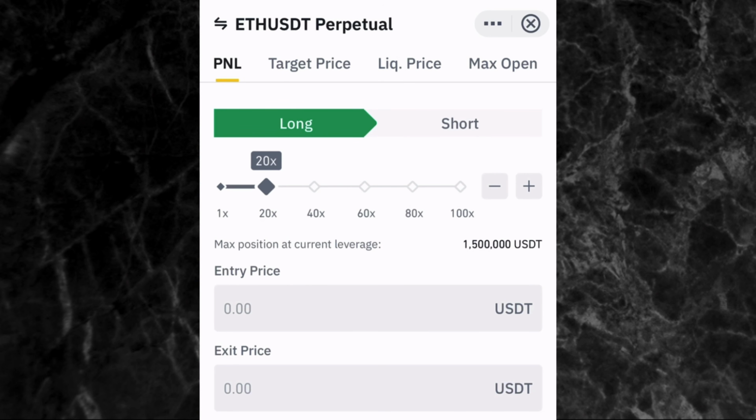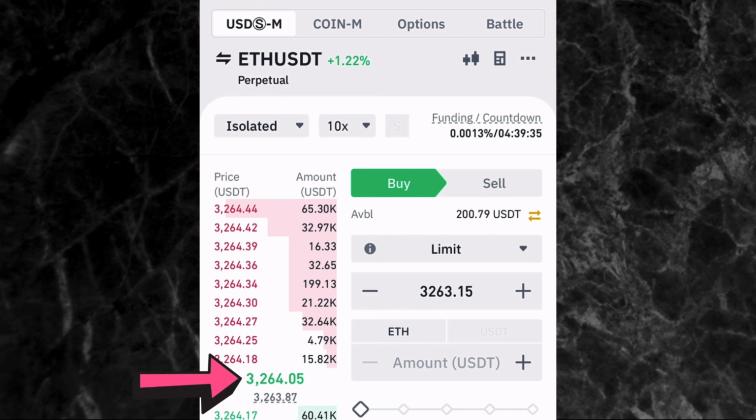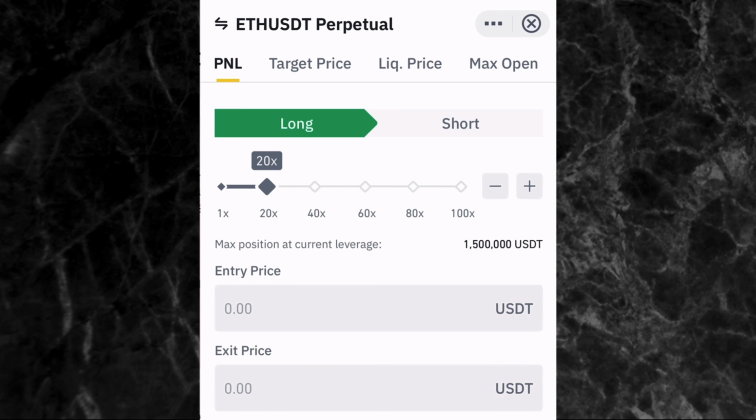So now we are trading ETH USDT perpetual. Let's go back and check the price of ETH. So as you can see right here, the price of one ETH is $3,360. Let's just say $3,360. So if I go back and tap the calculator icon, and then here I'm going to enter the entry price. So let's say I'm entering the trade at $3,260, which is what it is right now.